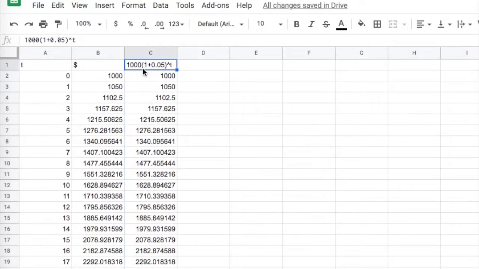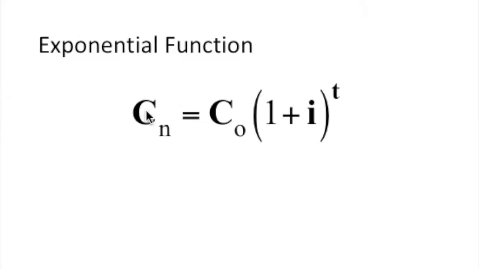We get this nice formula. So this is our original amount, $1,000. We're increasing by 5%, so we're going to expect 105% at the end of the year, raised to the power of time. How many years in this example? This is our growth and decay formula. The exponential function: we have C sub n is equal to C sub 0 times 1 plus i to the power of t. C sub n is the final value.